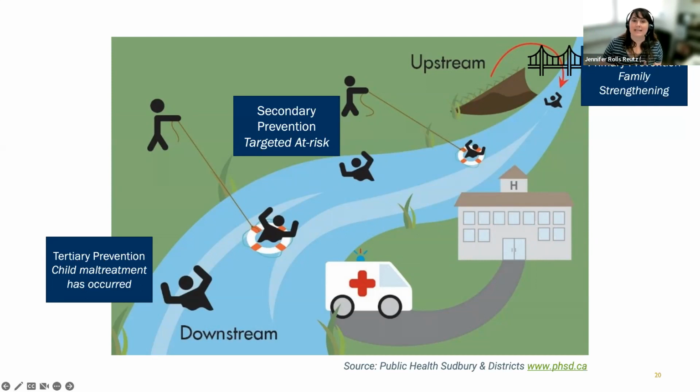So really what he's saying is we need to focus upstream. We need to prevent these families from getting into the river in the first place. And that's really what we're doing here by trying to move our attention more to primary prevention. All right, next slide, please.